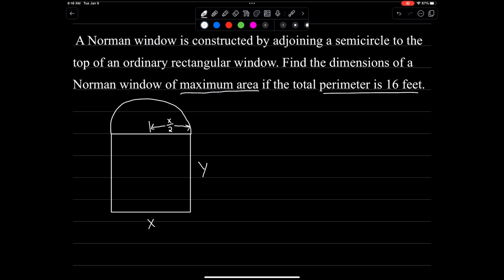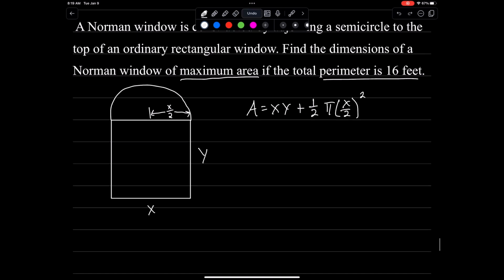Now, if we wanted to maximize the area, that means we are going to be dealing with the area of this thing, which is really just the sum of the area of the rectangle and the semicircle. So we have xy for the rectangle, and then our semicircle is going to be half, because it is a semicircle, pi times your radius squared. Well, let me fix that. Your radius is x over 2 squared. I have drawn the picture for you.